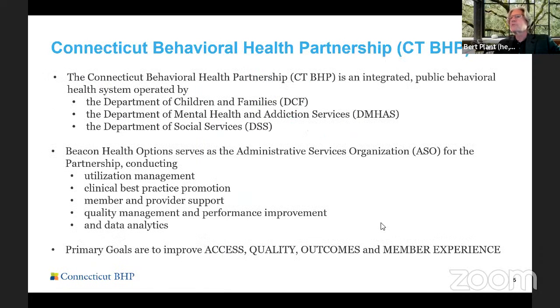So, a very brief overview. As was mentioned before, the Behavioral Health Partnership is an integrated public behavioral health system. The 3 agencies are the Department of Social Services, Department of Children and Families, and Department of Mental Health and Addiction Services. They each provide input into what our priorities are, what kind of data they want to see, what improvement projects we engage in, et cetera. Our role is as the administrative services organization, and we do a number of things, including utilization management. We promote clinical best practices, provide supports to members and providers, do various performance improvement and quality management functions, and then data and analytics that assist with all of these. The primary goals set out for us are to improve access, quality of care, outcomes, and member experience. So that's really what we're focused on at a high level.